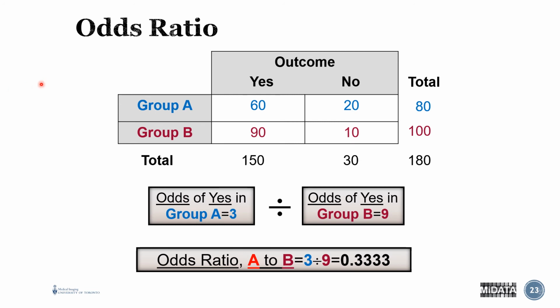In this case, for instance, Group A and Group B, we've calculated the odds for Group B. As we said in the previous slide, it was 9. The odds were 9 to 1. Now, when we calculate them for Group A, and you can do the calculation, 60 over 80 divided by 20 over 80, it is going to be equal to 3. And so the odds ratio of A to B is 3 divided by 9, which is 0.33.